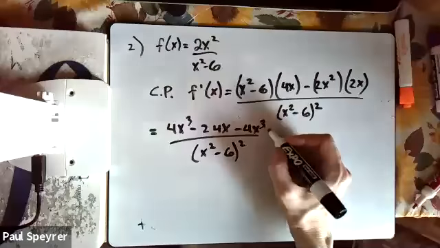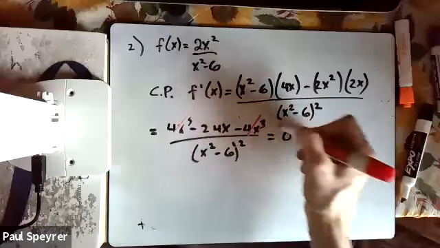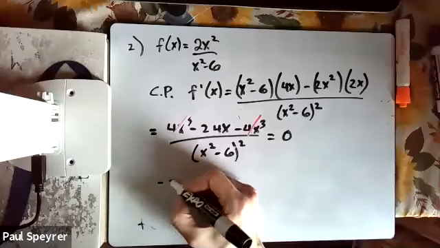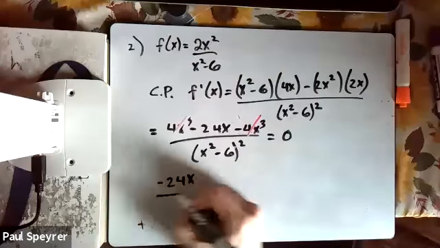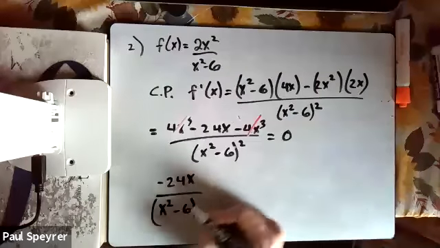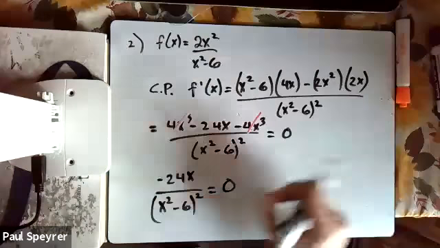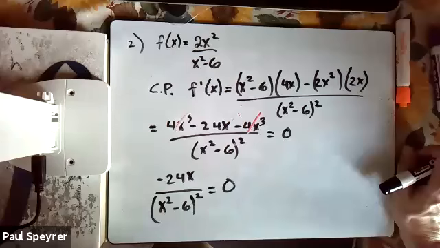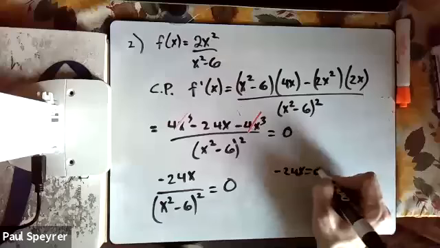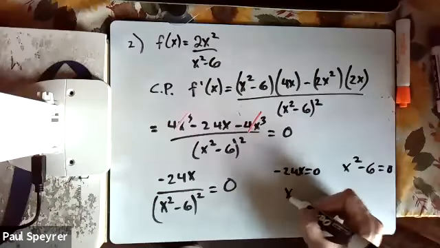And we set that to 0. If you notice, these get knocked out. So now we have negative 24x over x squared minus 6 squared equals 0. What do you do when you have to solve a rational expression that's been set to 0? You set the top to 0. You set the bottom to 0. This is easy, this one.